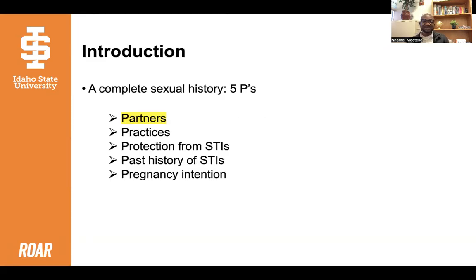A complete sexual history includes what we call the 5 Ps. In the previous unit of this module, we shared with you the CDC's document, a guide to taking a sexual history. As is highlighted in that document, a complete sexual history includes inquiring about the 5 Ps, that is partners, practices, protection, past history of STDs, and prevention of pregnancy.